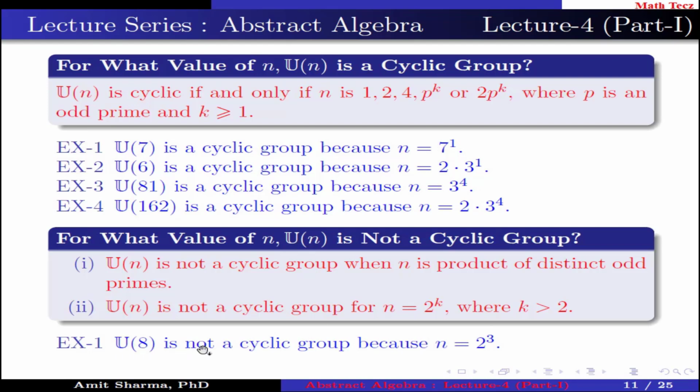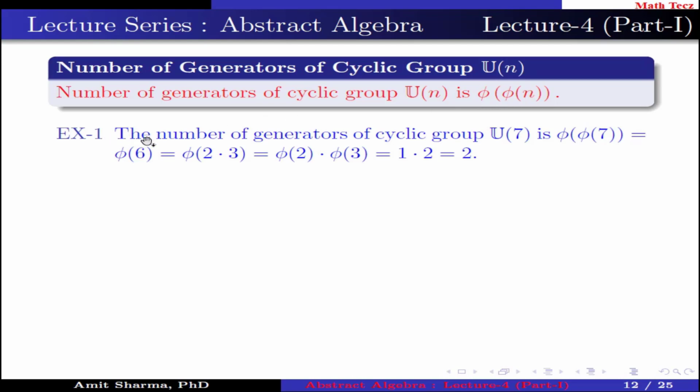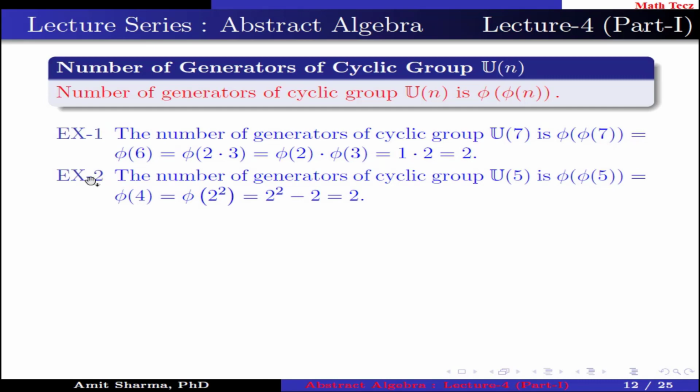Example number 1, U8 is not a cyclic group because n is 2 to the power 3. Example number 2, U15 is not a cyclic group because n is 3 into 5. Number of generators of cyclic group Un. The number of generators of cyclic group Un is phi of phi n. Example number 1, the number of generators of cyclic group U7 is phi of phi 7, which is equal to 2. Example number 2, the number of generators of cyclic group U5 is phi of phi 5, which is equal to 2.